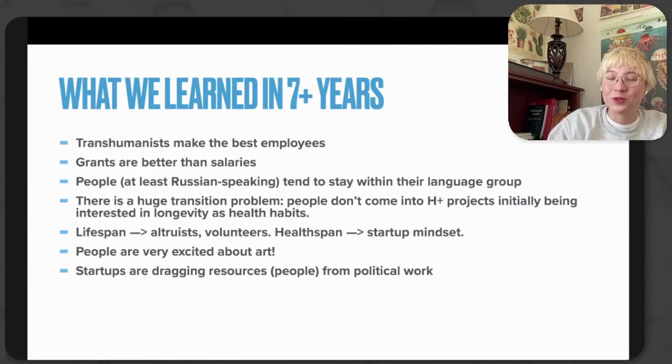We need basic research. We need the field to grow. We need to change the whole funding landscape in the world in general. And Gennady Stolarov is here. He's working on advocacy as well. If I'm not mistaken, there are other groups that are looking in that direction. With the startup mindset, you won't change the whole world dramatically. And yes, startups are dragging resources and people away from political work, which we highly need.